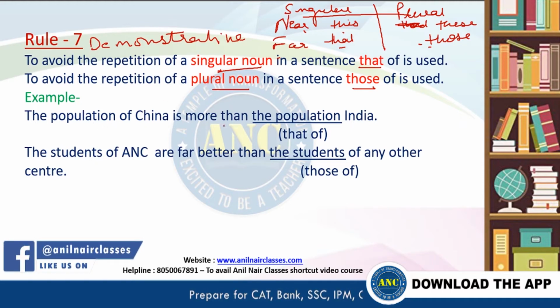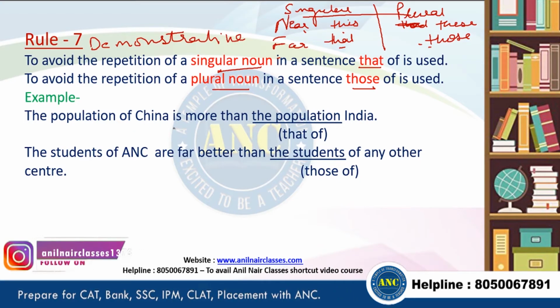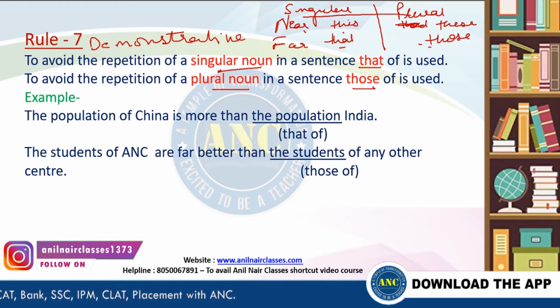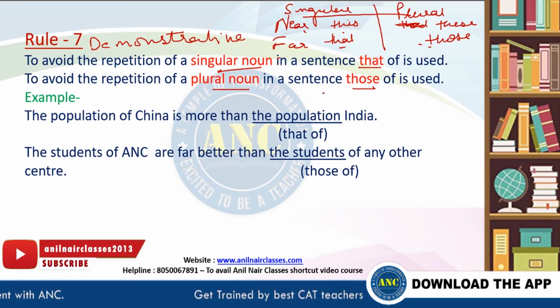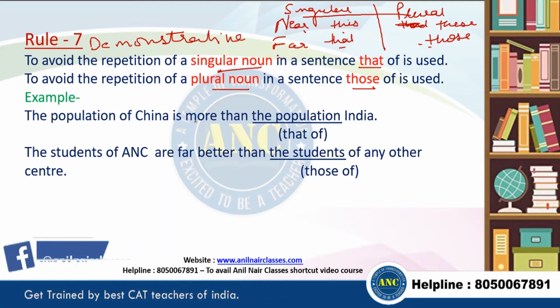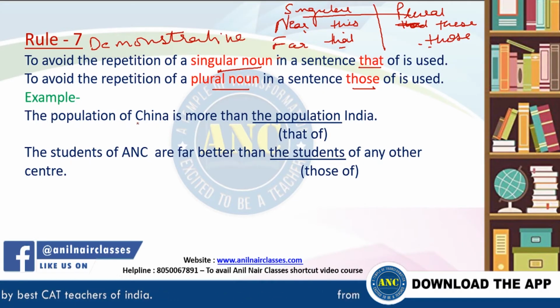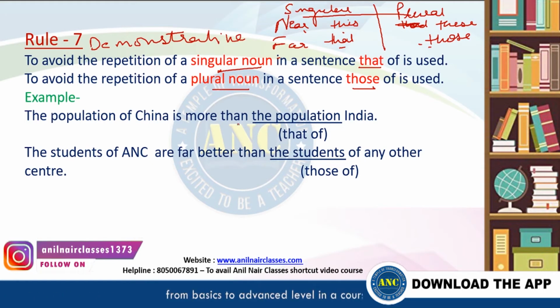The population of China is more than the population of India. Now, you don't want to use the word population again, right? And the populations of China and India are very far away. Remember, they are not closely placed. So what are we using? The population of China is more than that of India.